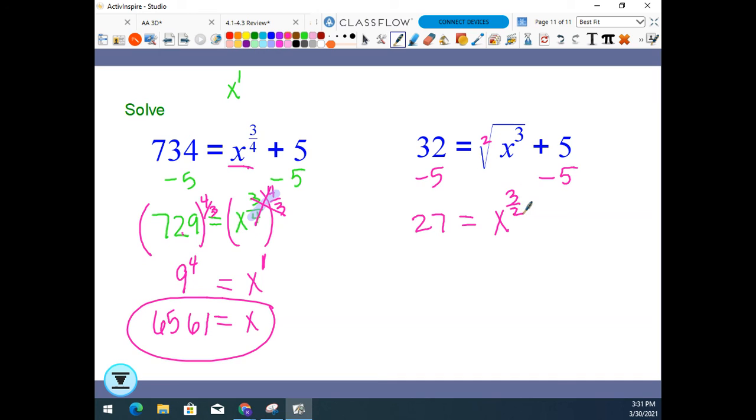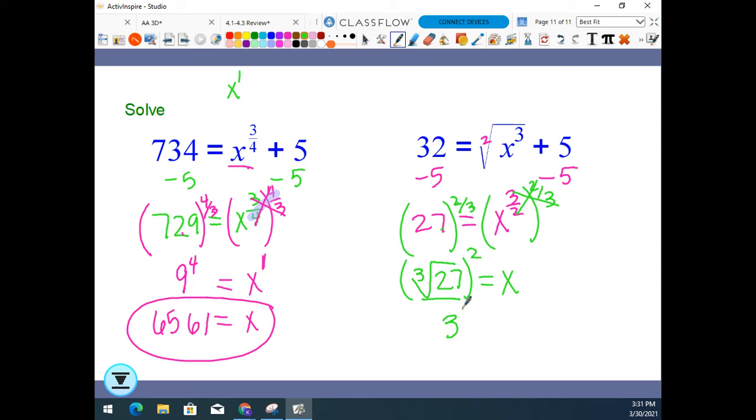So if I rewrite using rational exponents, I'm just going to rewrite this as x to the 3/2. Because then what I want to do is raise this to the 2/3 power, because then I end up with x to the first, which is just x. 27 to the 2/3, that means I need the cube root. And if you need to rewrite that as the cube root of 27 squared, absolutely. Then the cube root of 27 is 3, and 3 squared is 9.